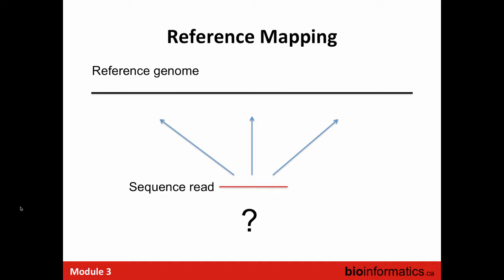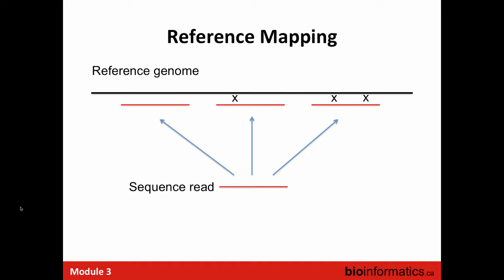We take our sequence read, which is at the bottom of the slide in red here, and we have our long reference genome, which is this black bar here, and we need to figure out where on this reference genome we want to place this short read.